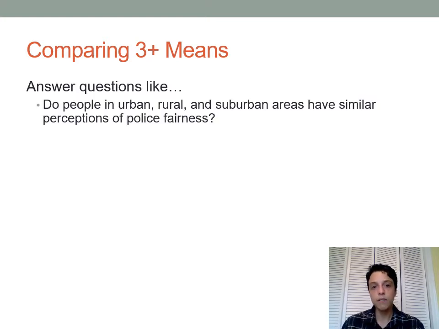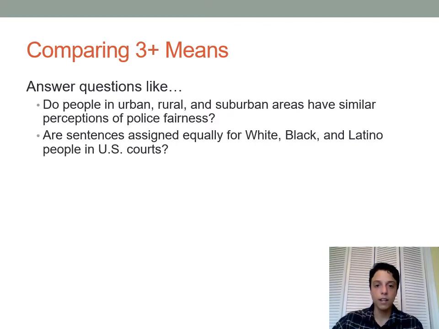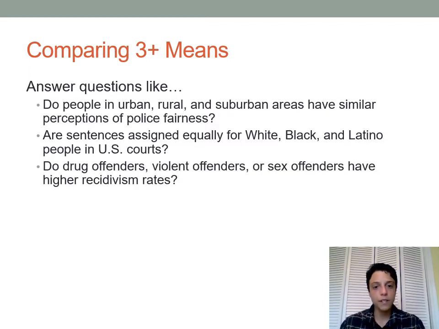Do people in urban, rural, and suburban areas have similar perceptions of the fairness of the police? So you have three different groups, urban, rural, and suburban, and you'd be comparing the mean levels of perceived police fairness among those groups. Are sentences assigned equally for Black, white, and Latino people in the courts? So there again, you have three groups, and you'd be comparing means across the groups. Do drug offenders, violent offenders, or sex offenders have the same recidivism rates? So there you'd be comparing recidivism rates across offenders grouped in three ways.